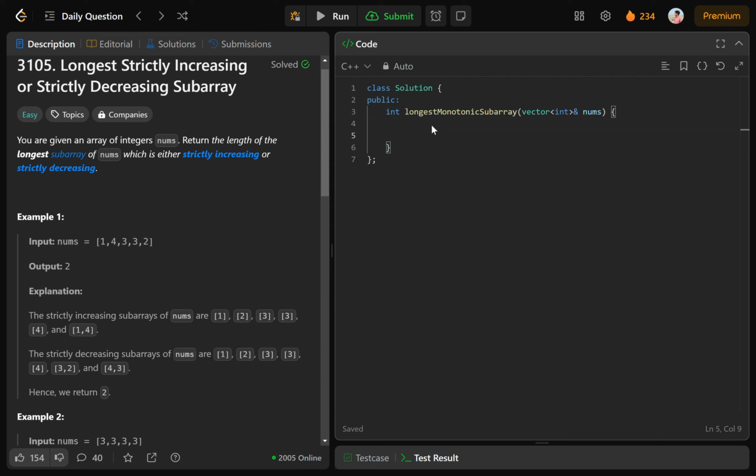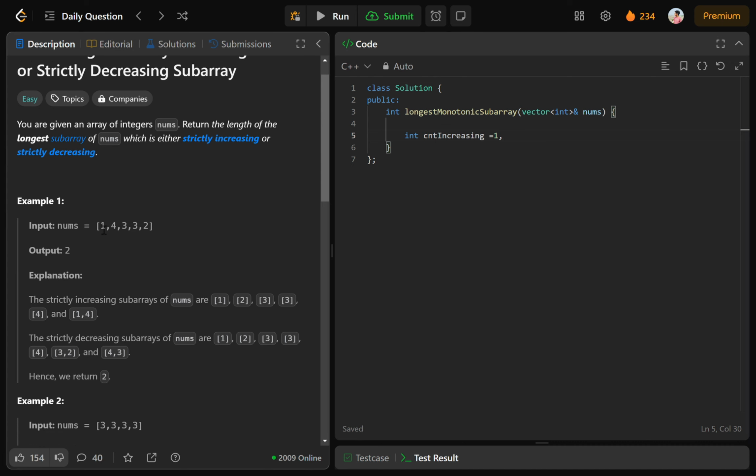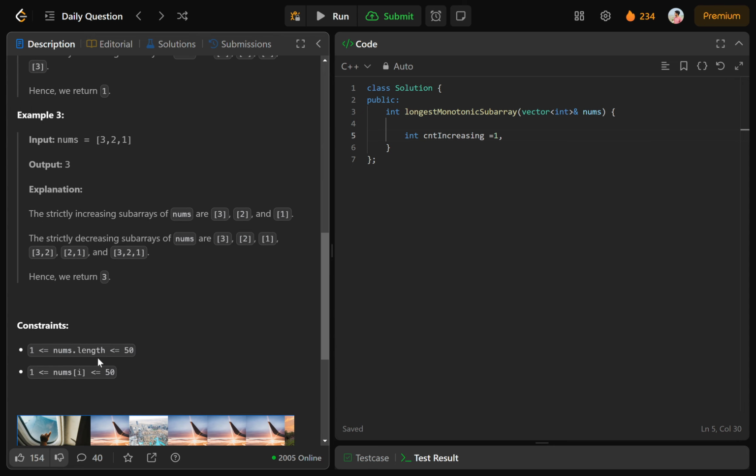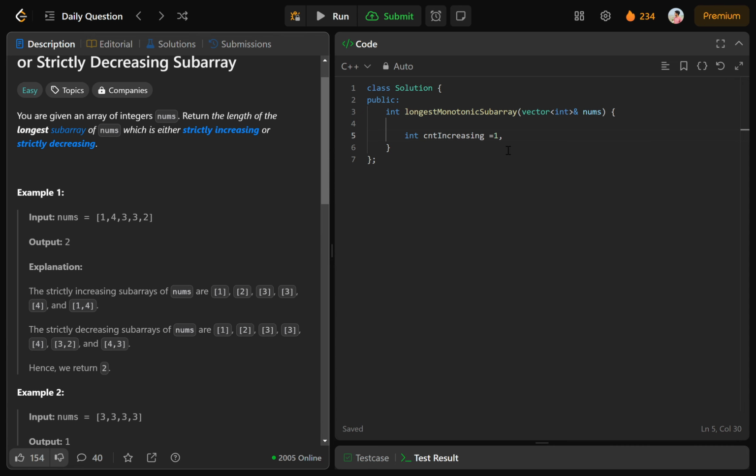So now let's code to understand well. The first variable will be count increasing. Initially we set all the counters to 1 for the first element. The size is at least 1, so we don't need to worry about edge cases. Count decreasing also equals 1, and initially the answer will also be 1. We will update our answer at every step.